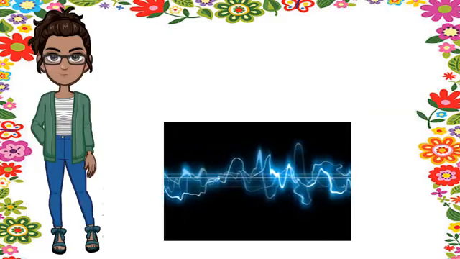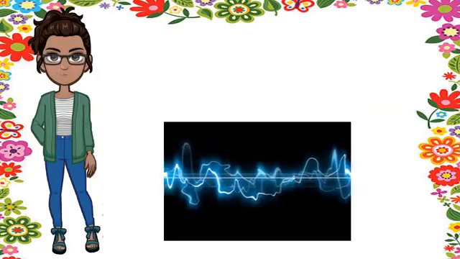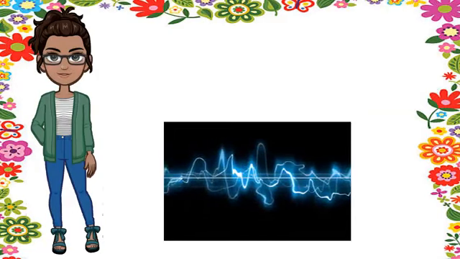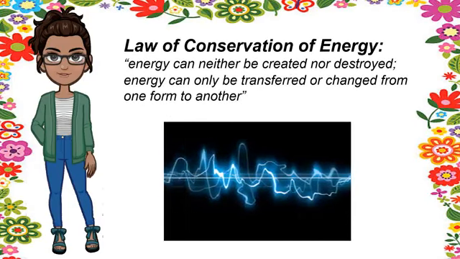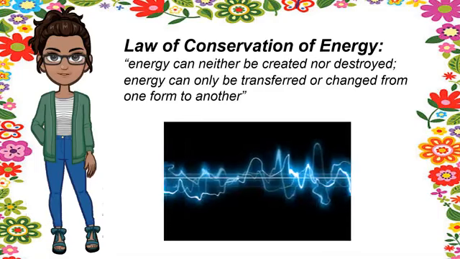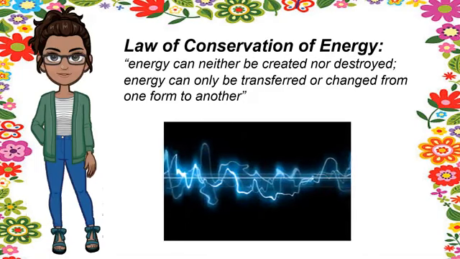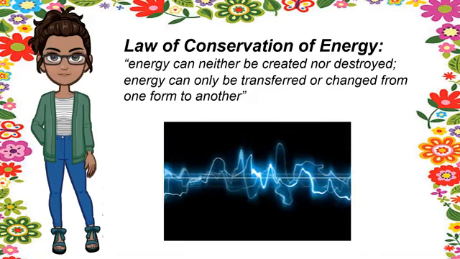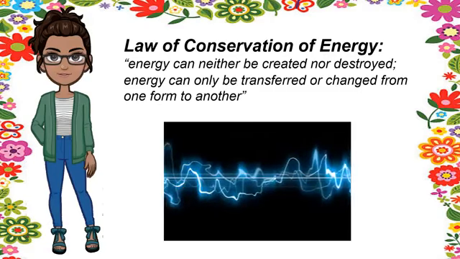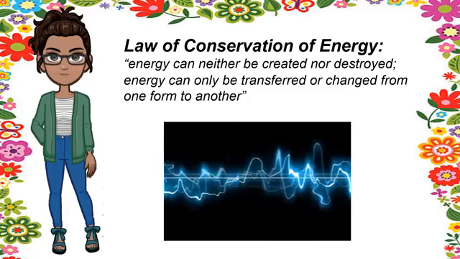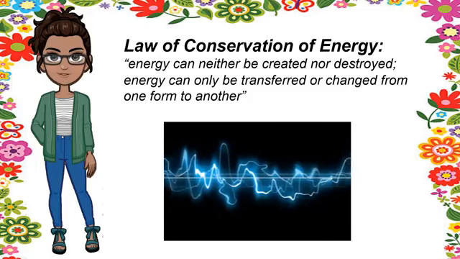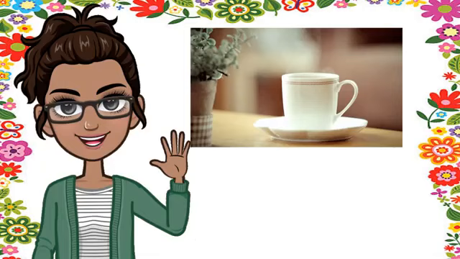Now, if energy can be found literally in everything, why do we hear so much about energy crisis? According to the first law of thermodynamics, also known as the law of conservation of energy, energy can neither be created nor destroyed. Energy can only be transferred or changed from one form to another. If that is the case, is there a need to worry about running out of energy?